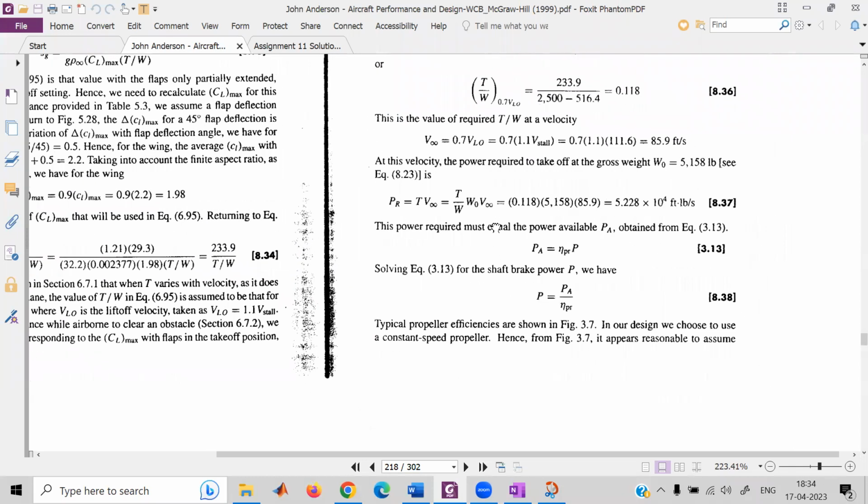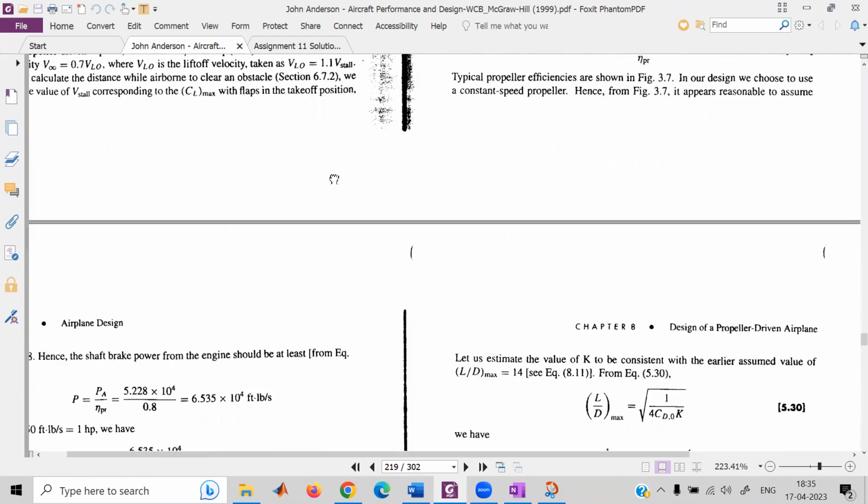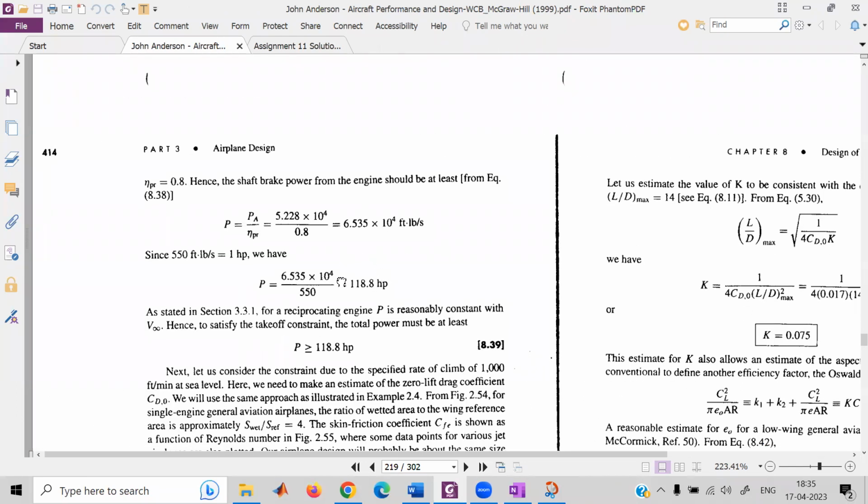So how are we going to compute the available power from required power? Yes, we multiply it with the propulsive efficiency. Right. So we did that, and we are able to compute what should be the brake power, shaft brake power. And let's see how much is this number. We're able to see it's around 118 HP.